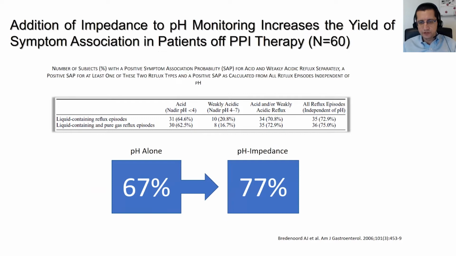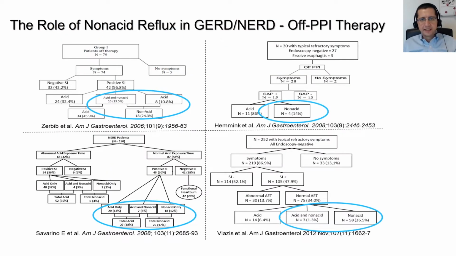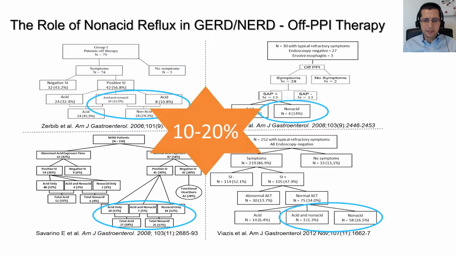This immediately increases our yield of symptom association to 67 to 77%, as demonstrated by this study from Bredenoord published in 2006. This study was replicated by several other studies published later on from different centers around the world, highlighting that the ability of impedance pH testing in patients studied on PPI therapy increases our diagnostic yield by about 10 to 20%.